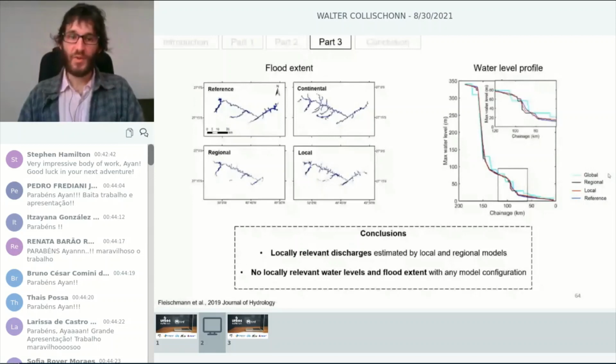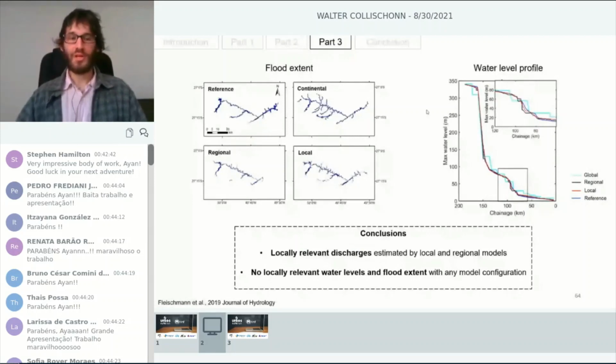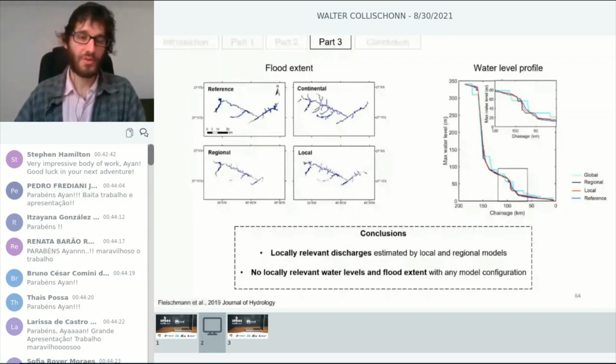And when we compared the different model setups, we have these results. So here we have the flood extent data. We have the reference, the HEC-RAS, which we assume as the truth. We have the continental, the regional, and the local model setups for flood extent. And it's very clear that the continental has a coarse resolution in comparison to the reference, while the local model setup resembles the reference much more.